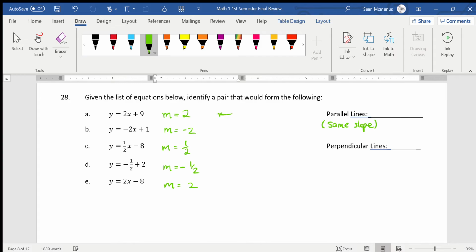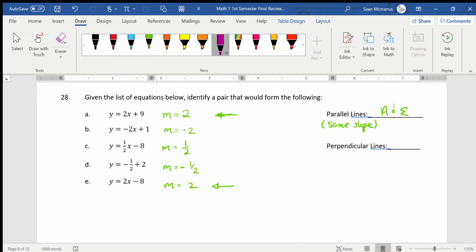I was trying to think of a clever way to identify it, but if I just look at these 2 right here, they're the same. So that means that A and E are parallel lines. It doesn't matter what the y-intercepts are. If it has the same slope, they're parallel.